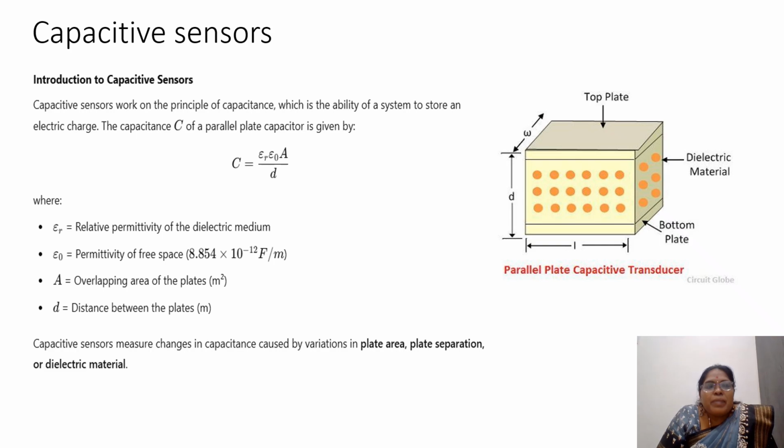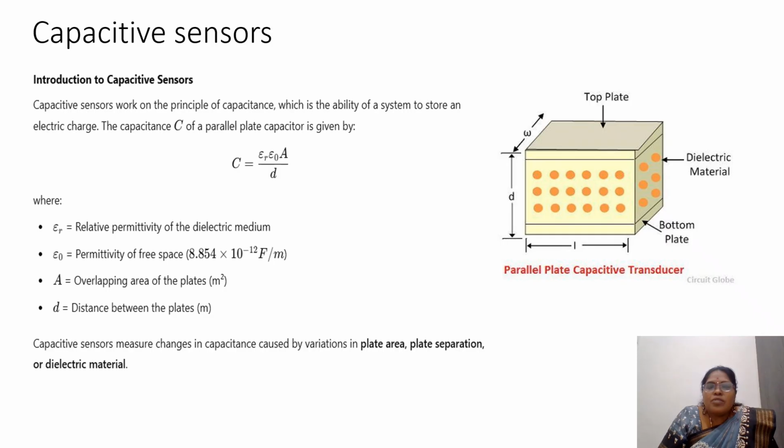Next come the capacitive sensors. Here, it measures only the change in the capacitance. As I already said, C is equal to epsilon A by D, where epsilon is epsilon R times epsilon naught. Epsilon R is the relative permittivity of the dielectric medium, epsilon naught is the permittivity of free space, A is the area, and D is the distance.